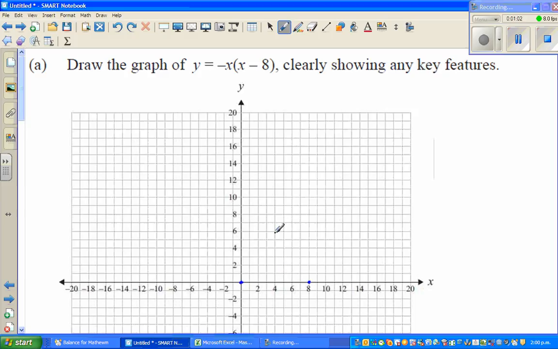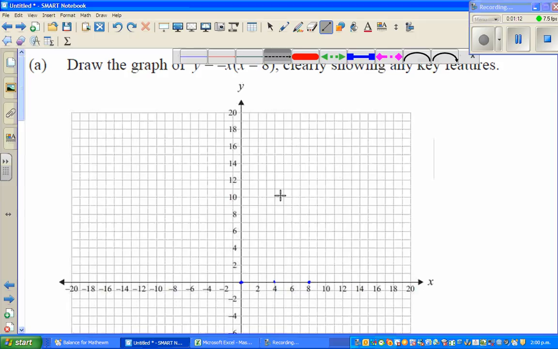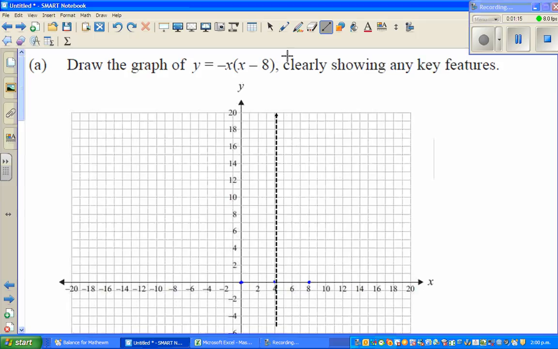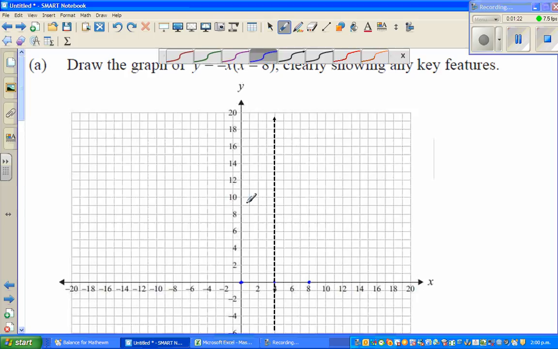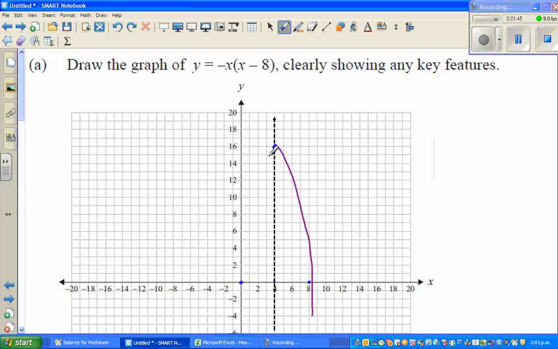And the vertex is halfway between the x-intercepts, so this is the x value of the vertex. You can draw the line of symmetry. So this is the line of symmetry, and when you put x equal to 4 in this equation, y would be 16. So this is your vertex. So the parabola, let me use a different color, would look somewhat like this. My graphing skill would not be that good, but I'll do my best to draw it. So this is a rough sketch of the parabola.